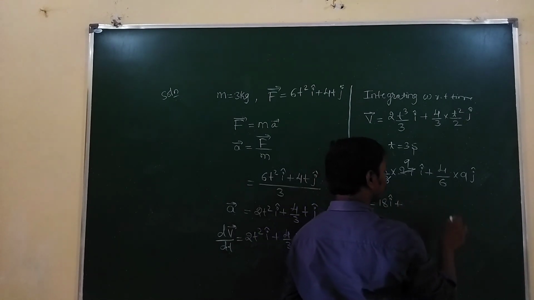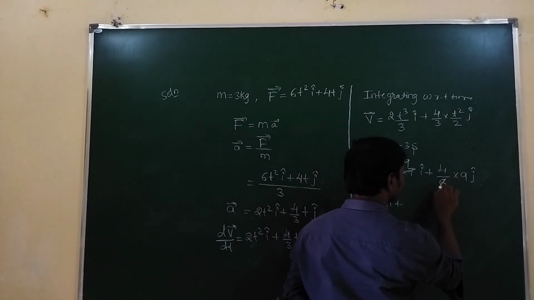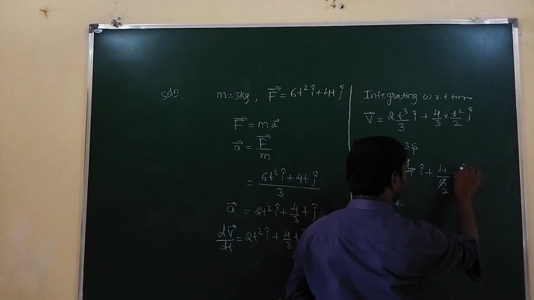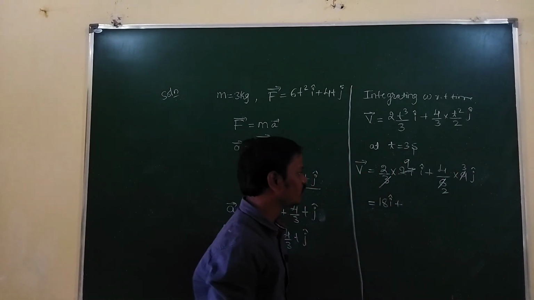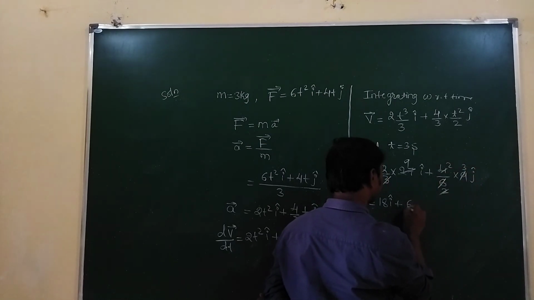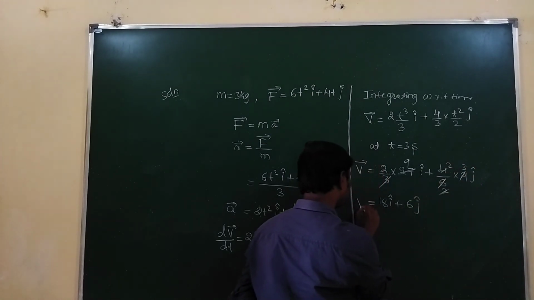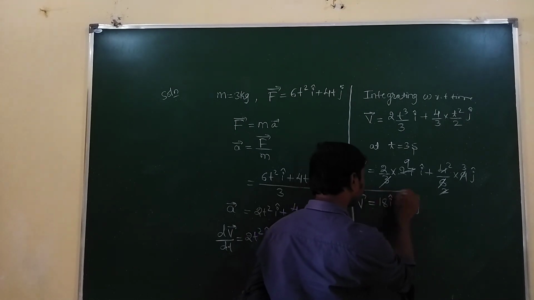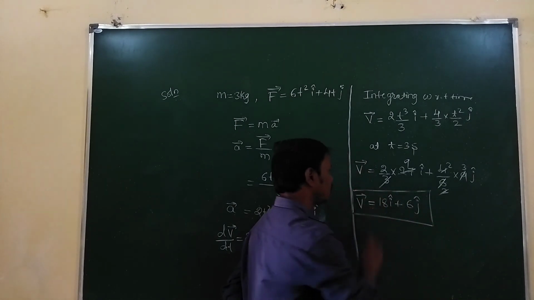So simplifying, 2 by 3 into 27 is 18 I. Now next one, 2 by 3 into 9, that is 6 j cap. Now it is the velocity of the object at the time t equal to 3 seconds.